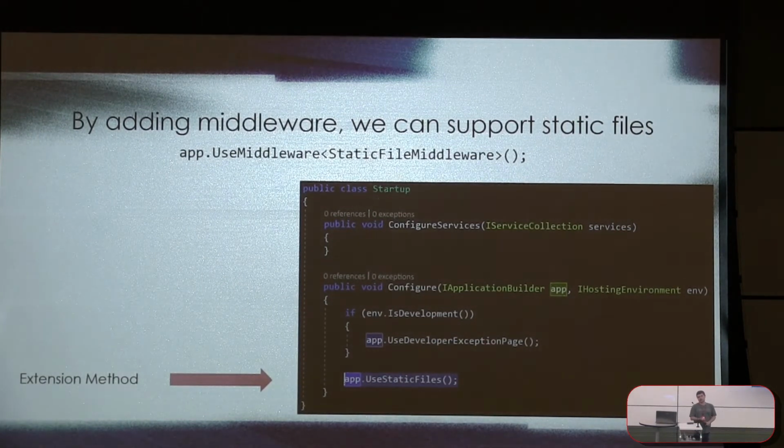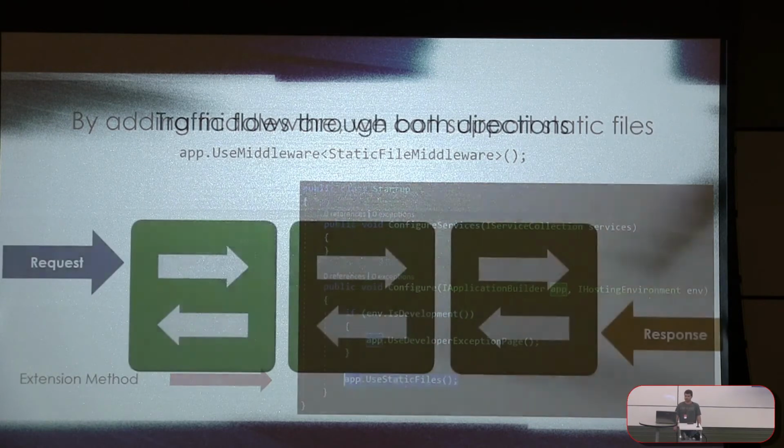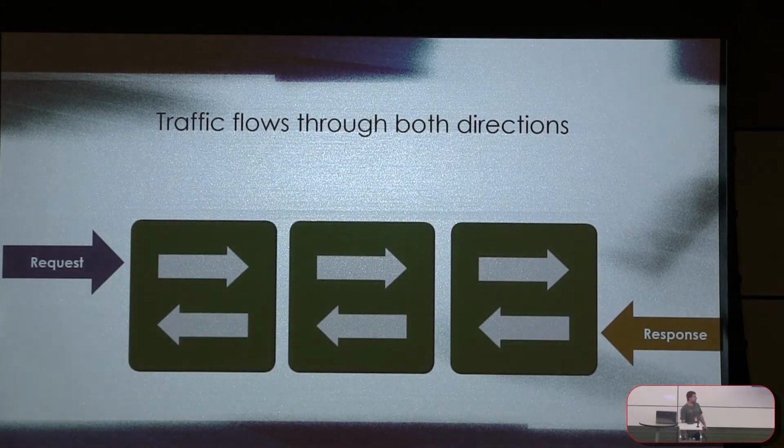We can support static files through middleware. Just as you'd add MVC using middleware, in this case UseStaticFiles adds support for serving static files from your application. There are a couple of different ways to add it. There's a UseMiddleware method that takes a generic argument of the type of middleware you want to use. A lot of middleware will add extension methods to the application builder that let you add the middleware.